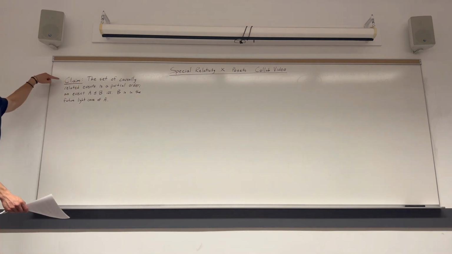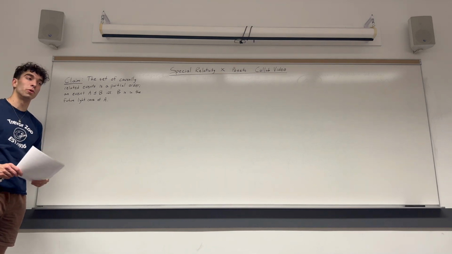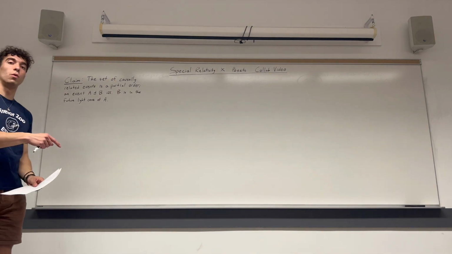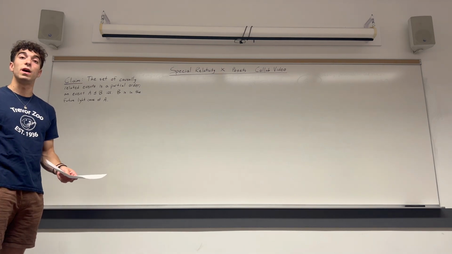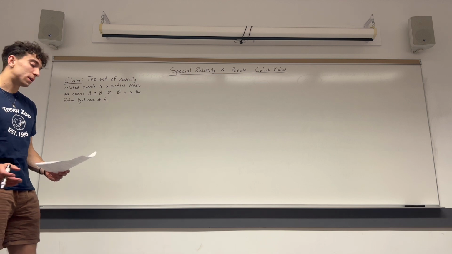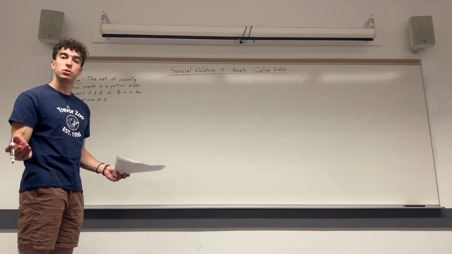Claim: the set of causally related events in special relativity is a partial order, and an event A comes before an event B if and only if B is in the future light cone of A. A lot of words there that probably don't make a lot of sense to you if you've never seen special relativity in your physics classes before. So let's start with some definitions.